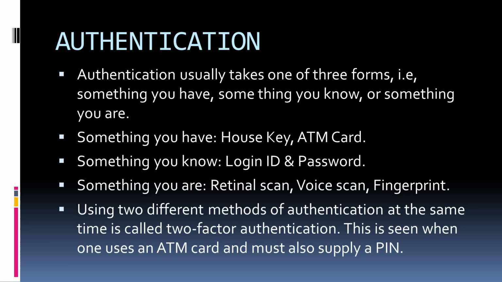Authentication usually takes one of three forms, that is, something you have, something you know, or something you are. Something you have can be like a house key or ATM card, which you need to access something. Like a house key is required to enter your house. Something you know: login ID and password. This is used in general when logging into websites. And something you are. Retinal scans, voice scans, and fingerprints are something you are. It's only with you, and you need to be there to access it.